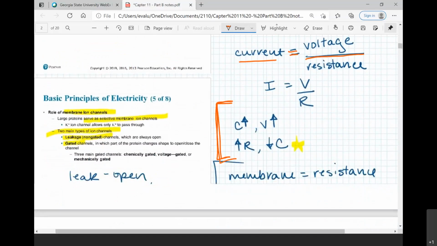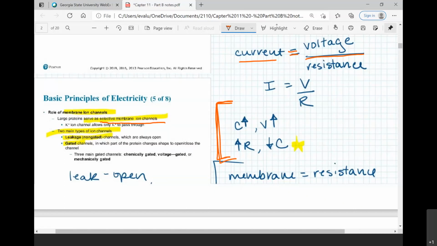We have this ability for our membrane ion channels, which we've talked about: voltage gated, leak channels, chemically gated. At this point, we're going to be talking about the voltage gated ion channels. They serve as selective membrane channels and will only let certain things through. So a potassium ion will only go through a potassium one.